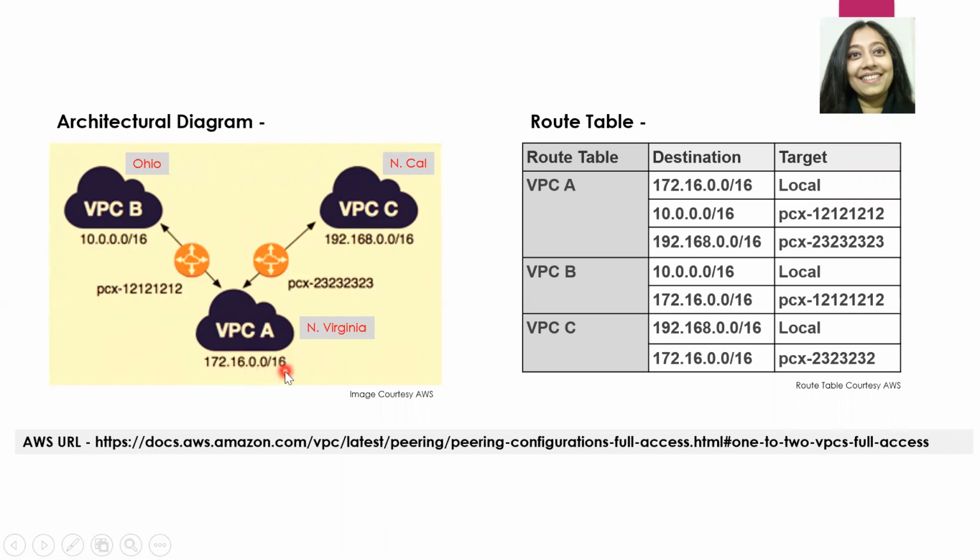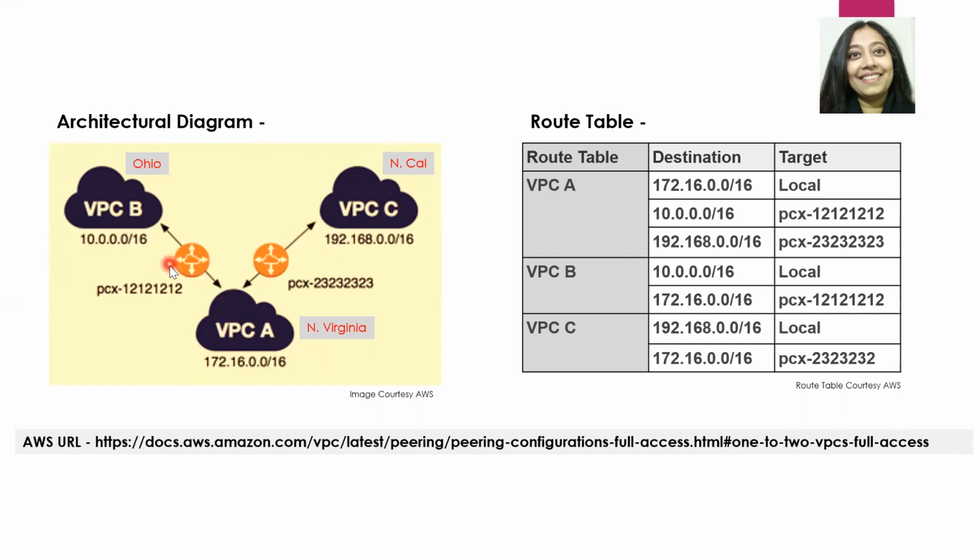172.16.0.0/16. The other VPC that we have is VPC B, which has a CIDR block of 10.0.0.0/16. And the third VPC that we have is VPC C, which has a CIDR block of 192.168.0.0/16. Now, as you see, our VPC A is peered with both VPC B and VPC C.